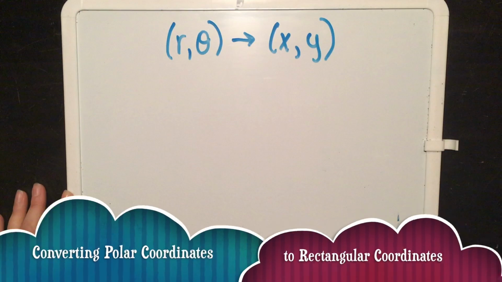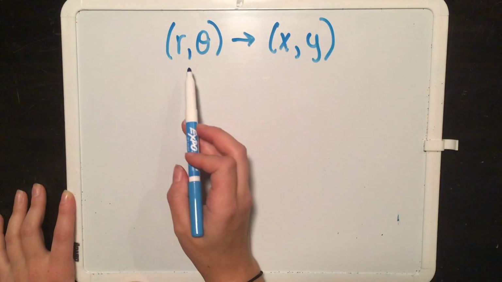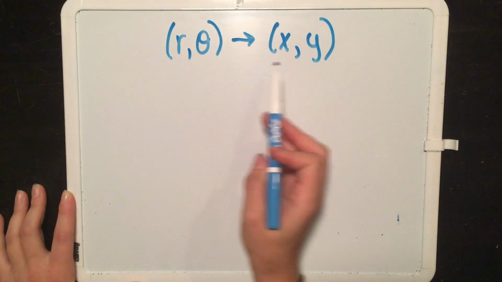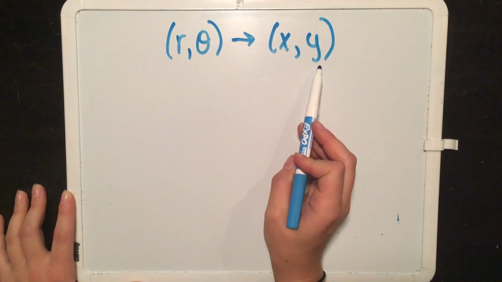Today, we're going to convert polar coordinates to rectangular coordinates. In this video, we're converting polar coordinates r comma theta into rectangular coordinates x comma y.